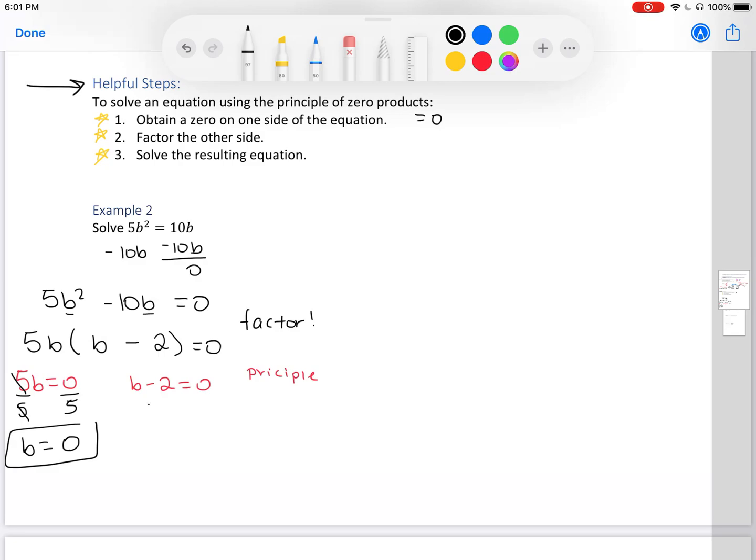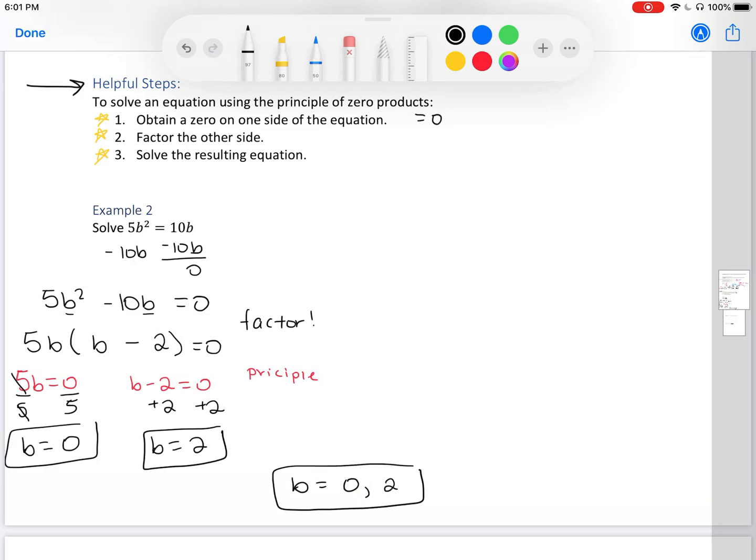Let's go ahead and add 2 to both sides. b is equal to 2. So these are our answers. You can say b is equal to 0 and also 2. Next example.